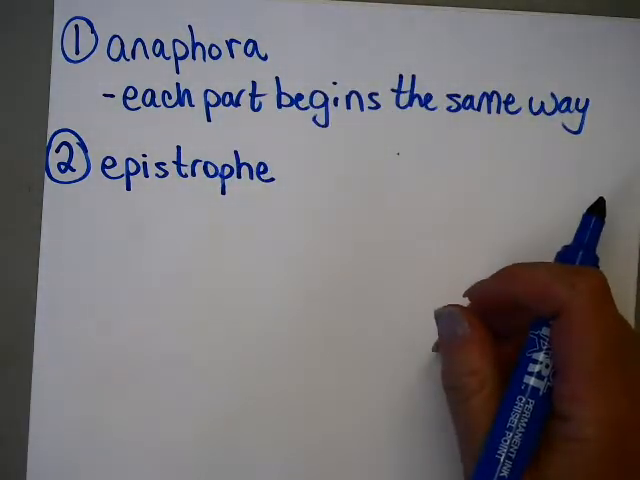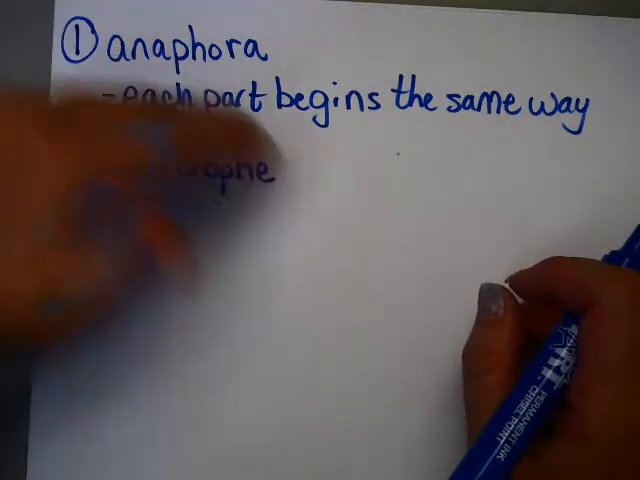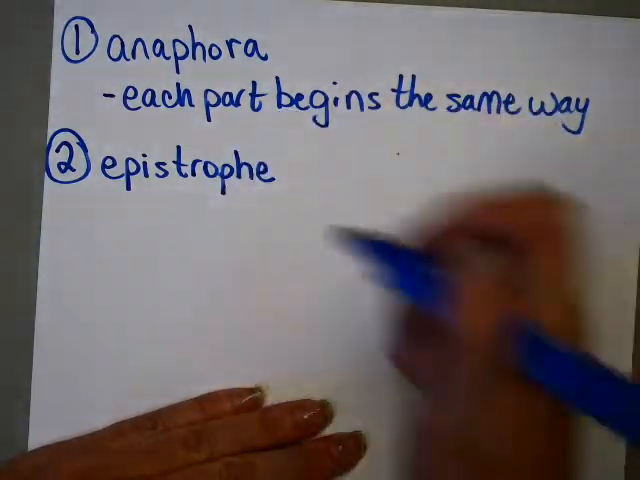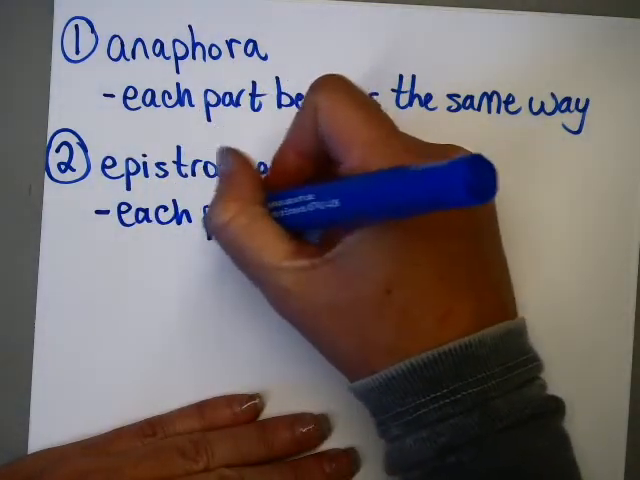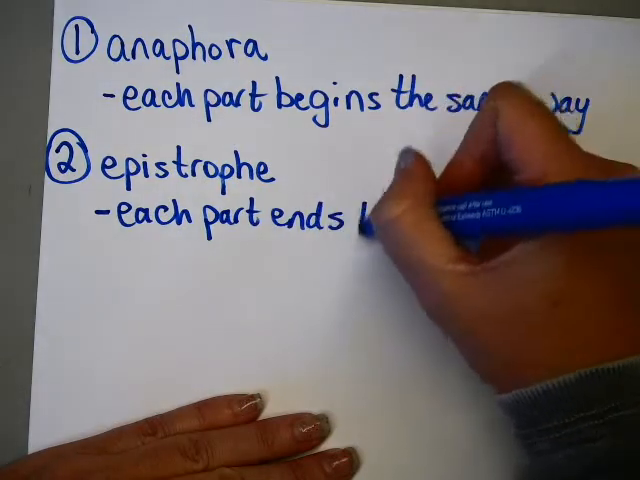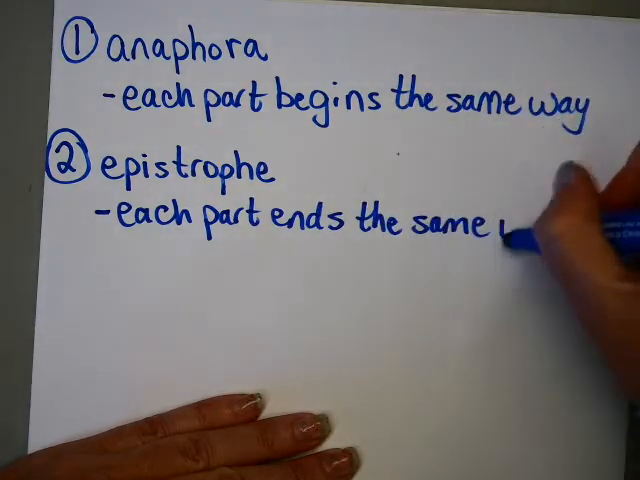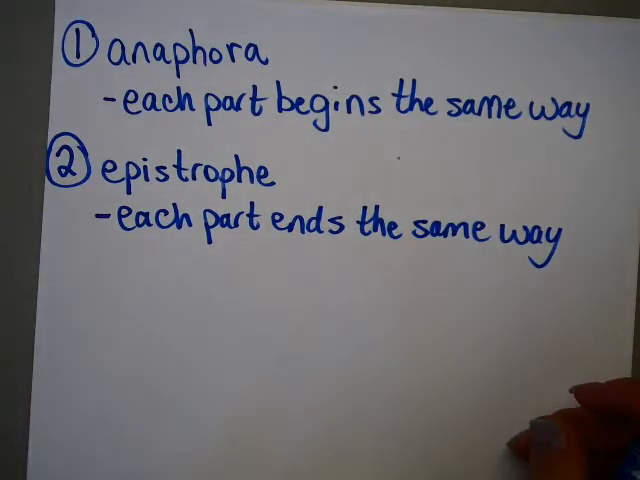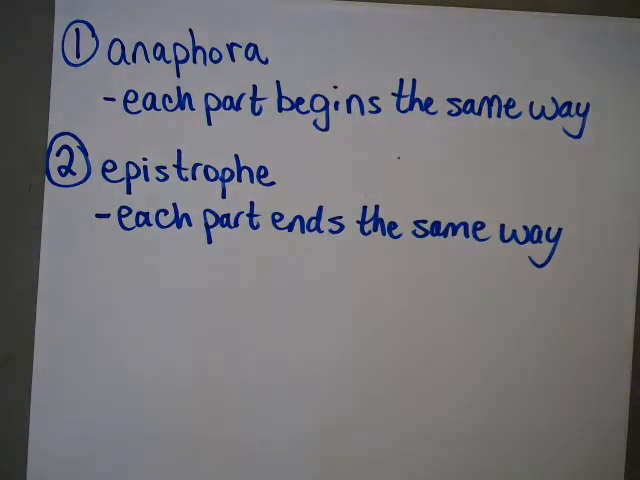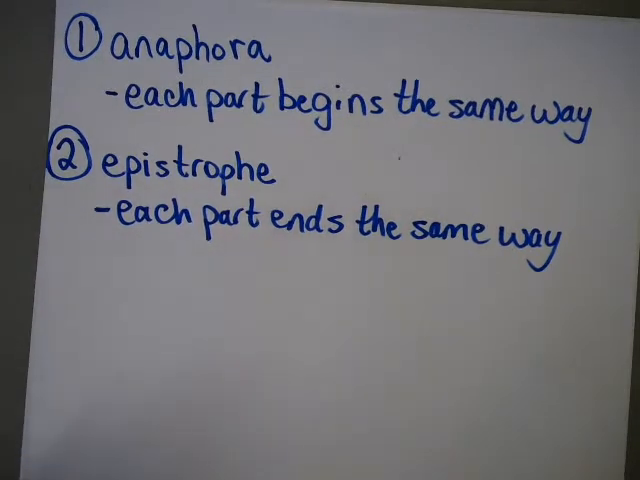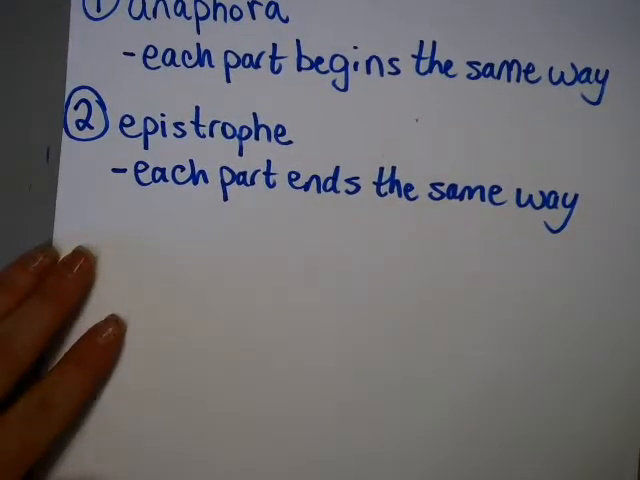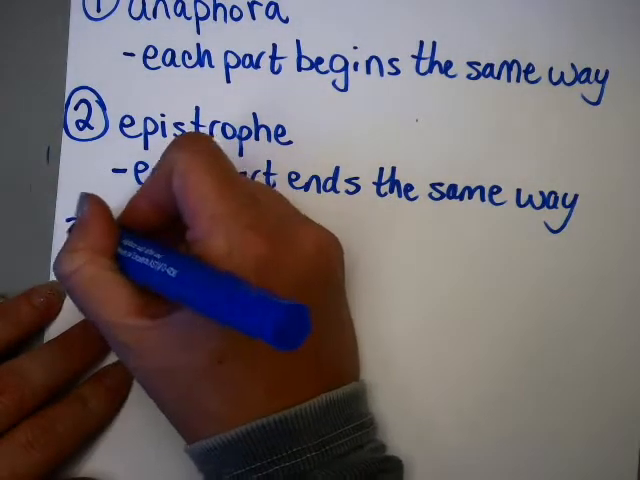Epistrophe is basically the opposite: each part ends the same way. So anaphora begins, epistrophe ends. An example for epistrophe would be something like, I scream, you scream, we all scream for ice cream. Even though you have "for ice cream" at the very end of that, each part is pretty much ending that same way. I scream, you scream, we all scream. Scream is the last part of that. That's the epistrophe part.